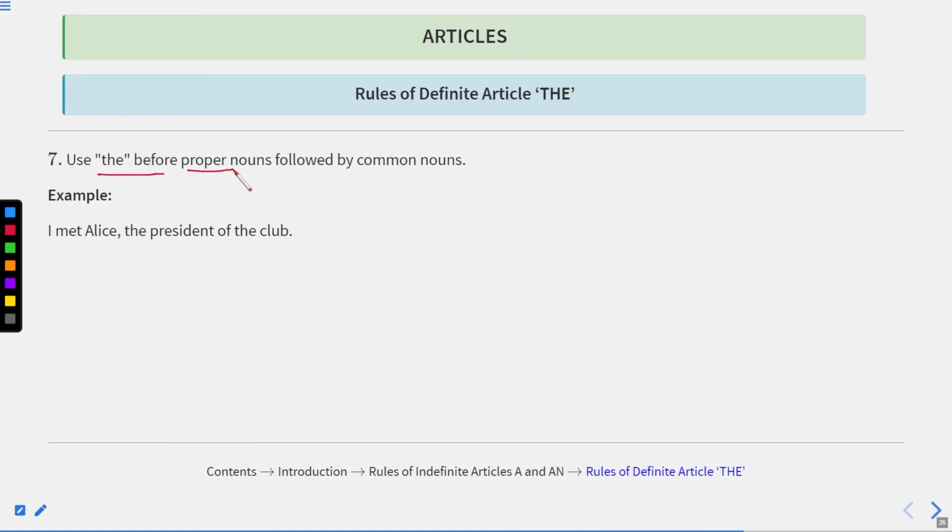Now use "the" before proper nouns followed by common nouns. Okay, I met Alice, the president of the club. Okay, so the president is the common noun, and we are referring to this president for Alice.